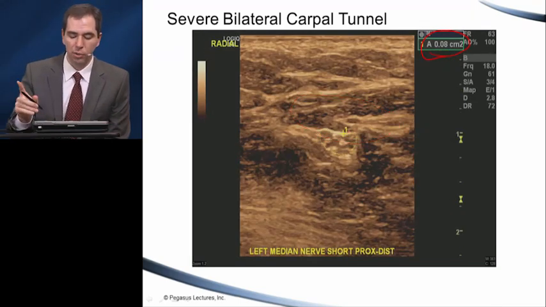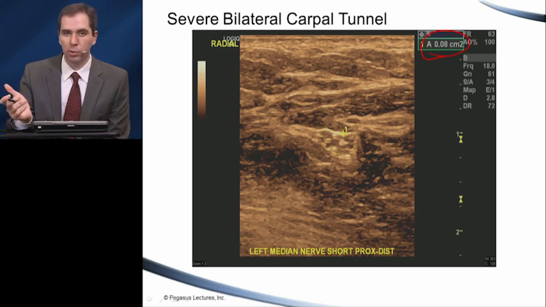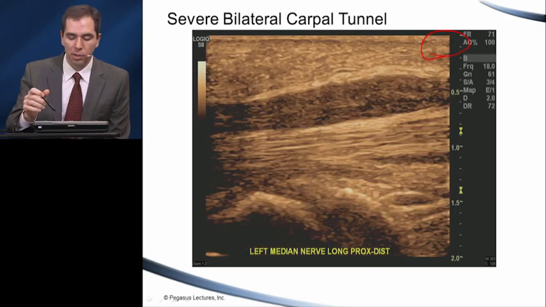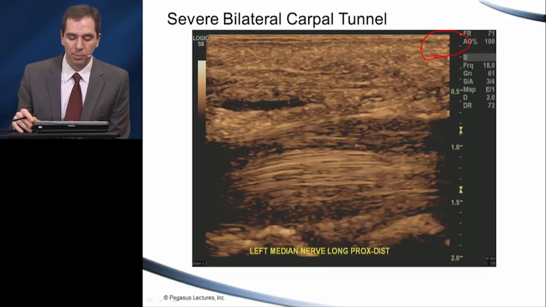Image obtained of the median nerve at the pronator quadratus demonstrates a nerve size markedly smaller with preserved fascicles. So we talk about this in much more detail in the wrist pathology module, but the way to diagnose carpal tunnel syndrome is by taking a comparison of the size of the median nerve at the carpal tunnel inlet to the size of the median nerve at the pronator quadratus. And if you want to learn more about the details of how to do this, you should look at the wrist pathology lecture.